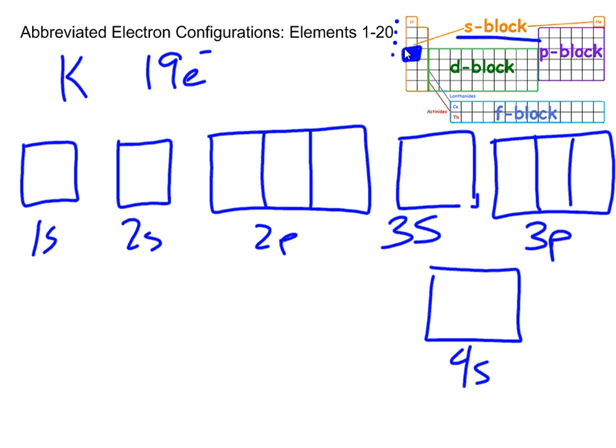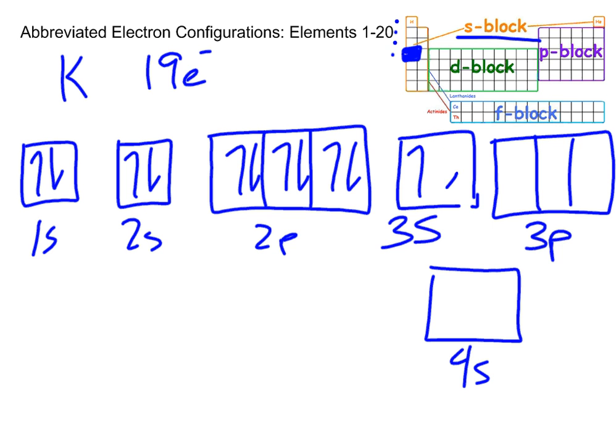So I'm going to fill in my electrons. Filling in my electrons, 1, 2, 3, 4, 5, 6, 7, 8, 9, 10, 11, 12, 13, 14, 15, 16, 17, 18, 19. So there's my 19 electrons. Okay, and from this I can get my electron configuration. So I just count them off what I have.